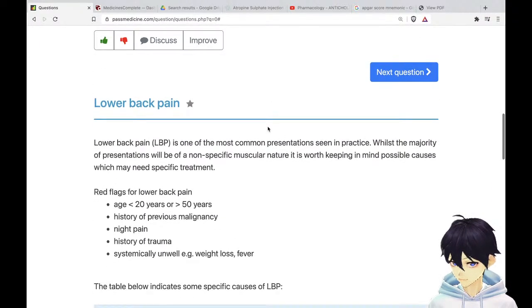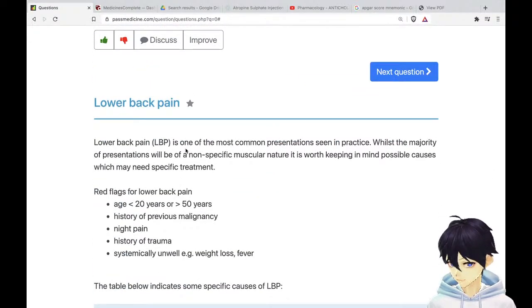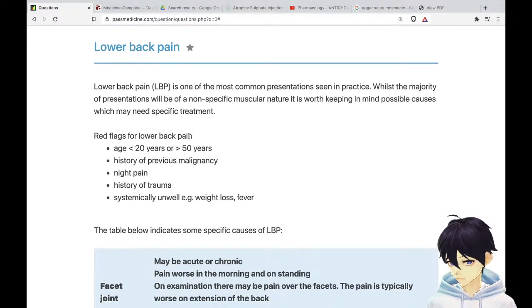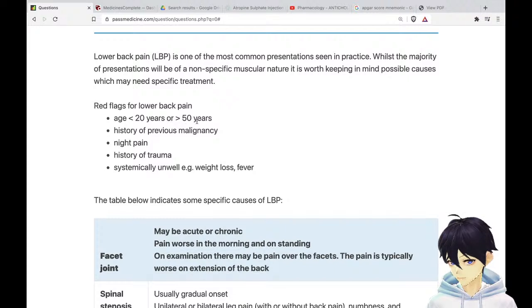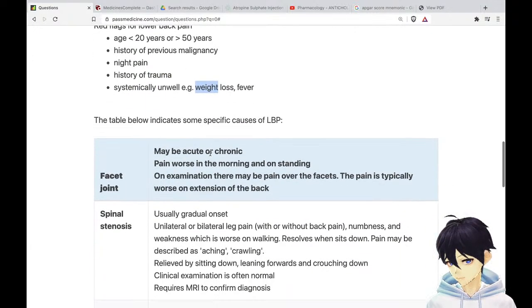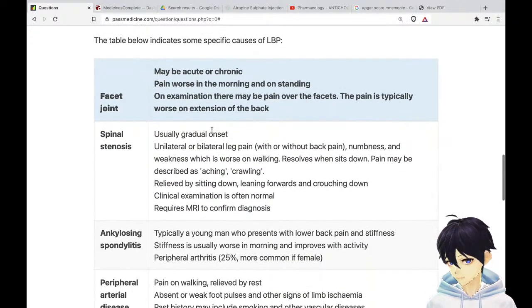Lower back pain is one of the most common presentations seen in practice. Whilst the majority of presentations will be of a non-specific muscular nature, it's worth keeping in mind possible causes which may need specific treatment. Red flags for lower back pain: age less than 20 years or more than 50 years, history of previous malignancy, night pain, history of trauma, systemically unwell, for example, weight loss or fever.